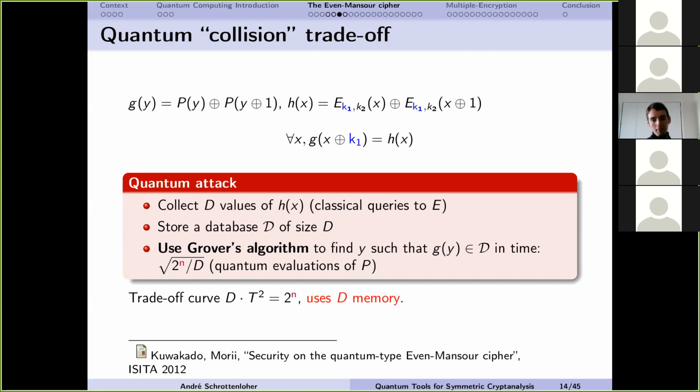And this is going to give a time data trade-off curve, data times time squared equals 2 to the n. And similarly to the classical attack, at each point of the curve, we need a memory of size t because we need to store this database of queries to E. Okay.